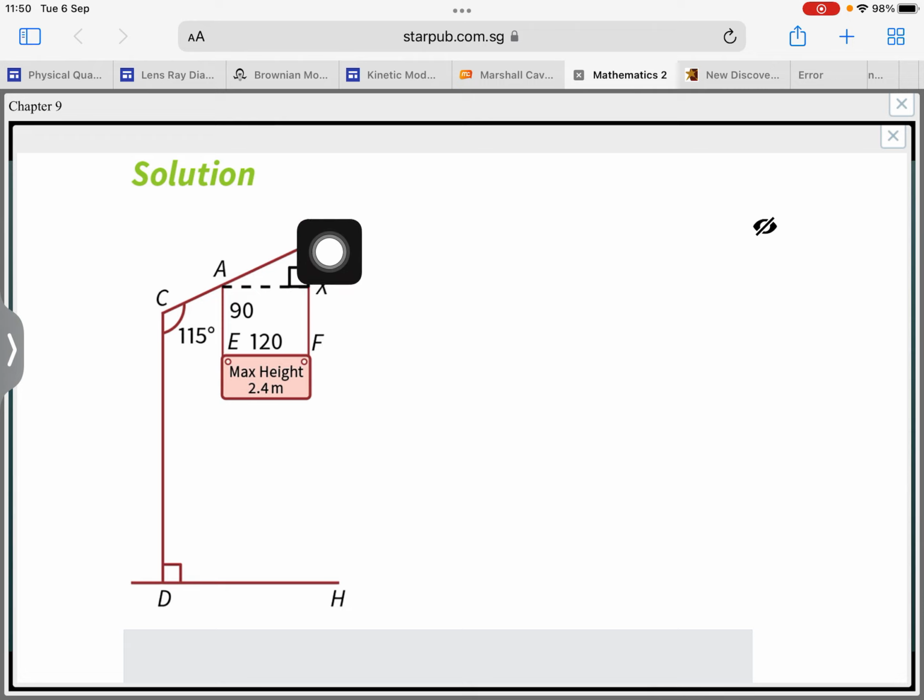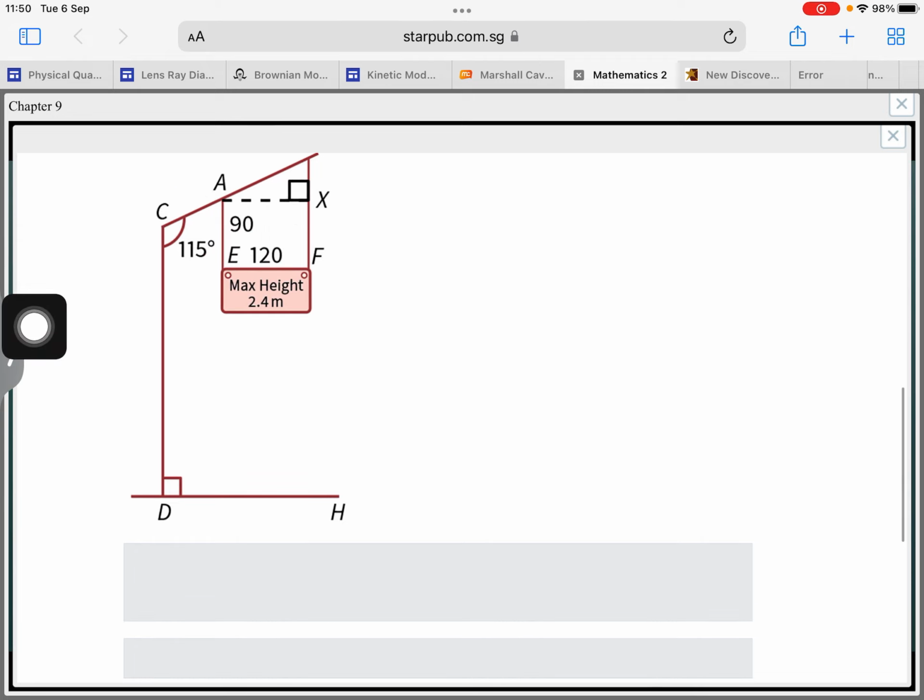In this case, I can make use of tangent. Of course, I need to first find the angle first. Because over here is your adjacent and your opposite. To find the angle here, I know this is 115. Using corresponding angles, CD will be parallel to AE. So this is 115, here will also be 115. You minus away the 90 degrees here, then you can find this angle, which is 25 degrees.